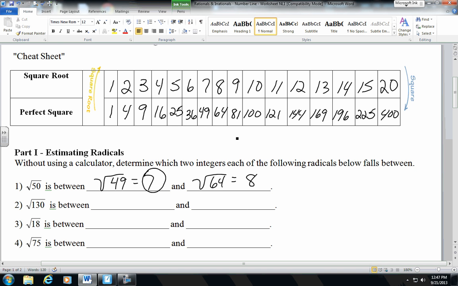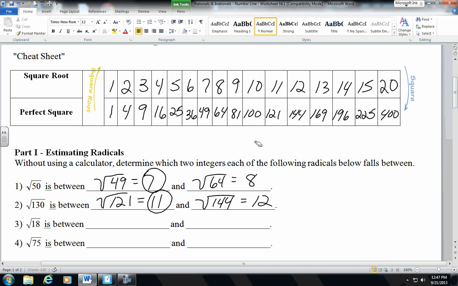Now we look at square root of 130, and if we look for what it's between, we see it's between 121 and 144. So square root of 121, which is 11, and the square root of 144, which is 12, and 130, which one is it closer to? It's closer to 121. So if we had to round the square root of 130, we would say it's about 11.